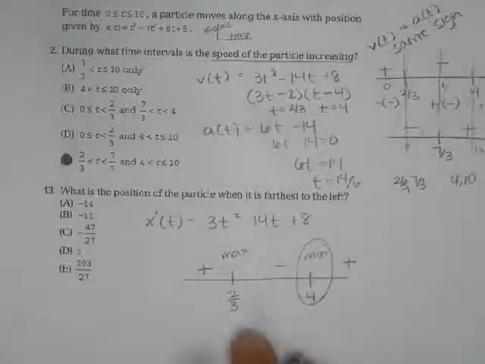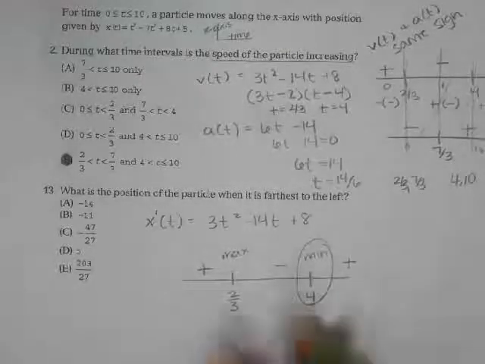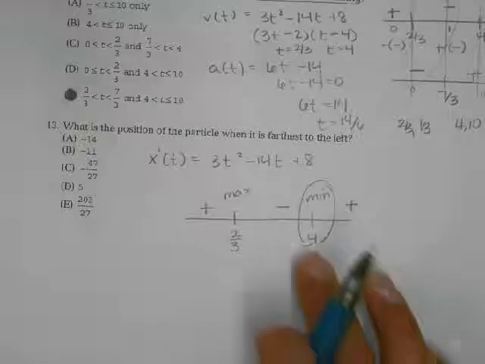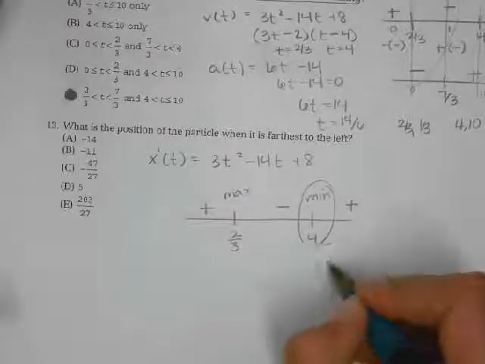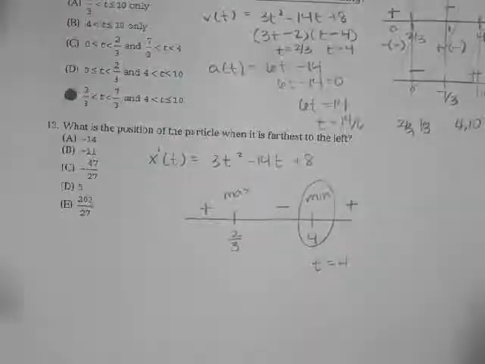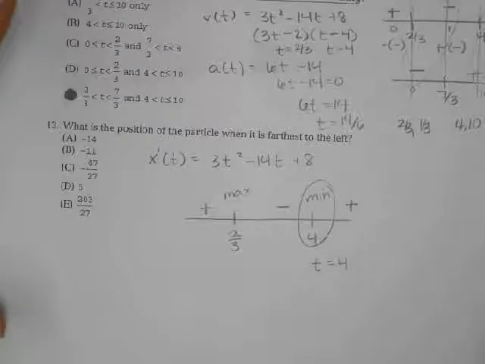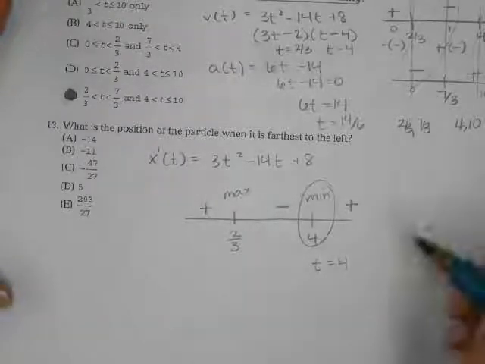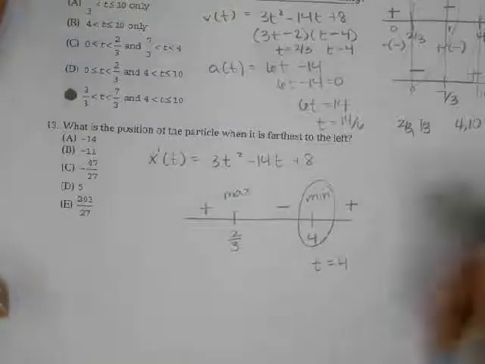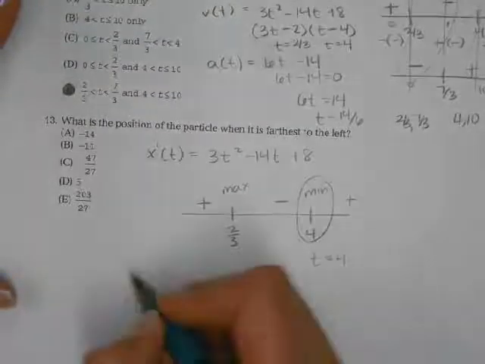So what is the position of the particle when it is the furthest to the left? I just solved for t. T equals 4. That is when it is the furthest to the left, or in this case, down, because our x-axis is really on the vertical axis. So now if I want to know what the position is, I just have to plug that 4 in, and I'm plugging it into the original equation because I'm looking for a point on the original equation.